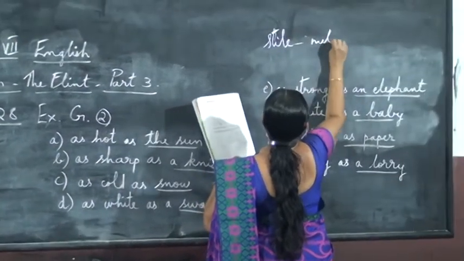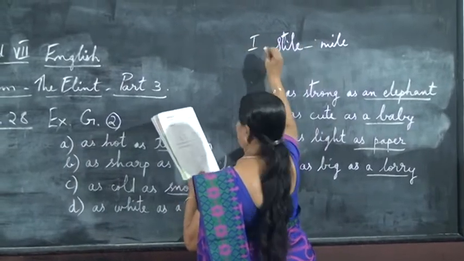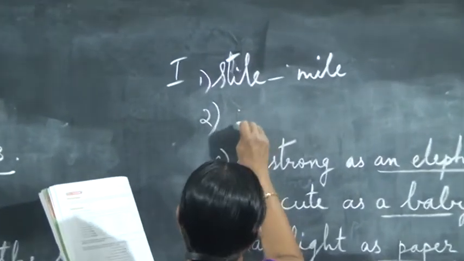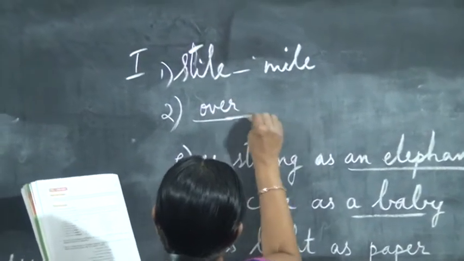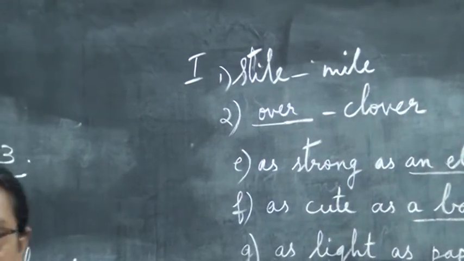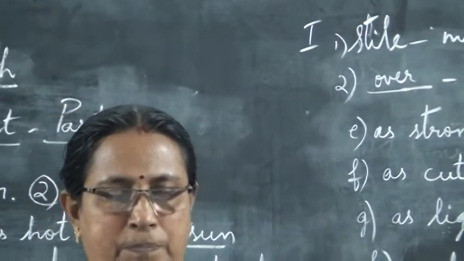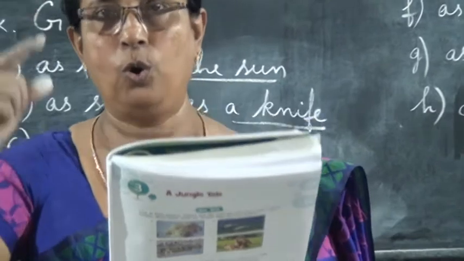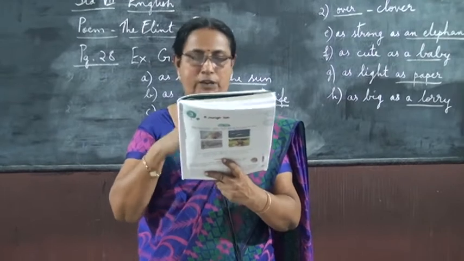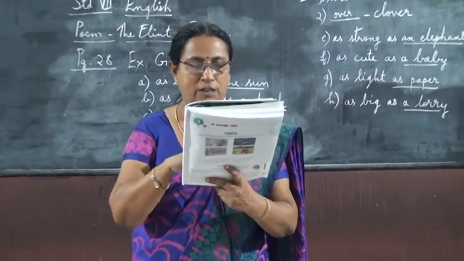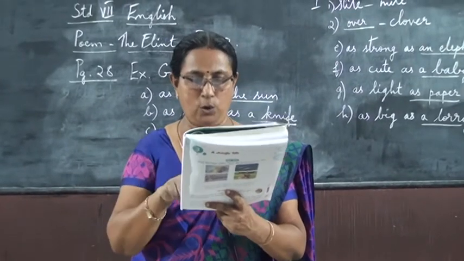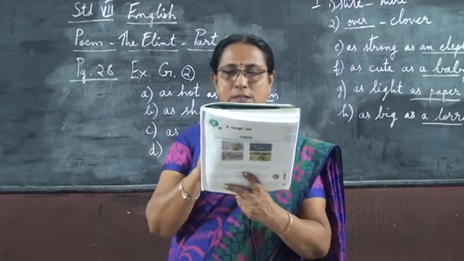Style, mile. Over, clover. For we have walked a mile, one for you and one for me, and one left over. So over is the word that is rhyming with the bold letter clover. Give it to the boy who shouts to scare sheep from the clover. So the rhyming word for clover is over, and the rhyming word for style is mile.